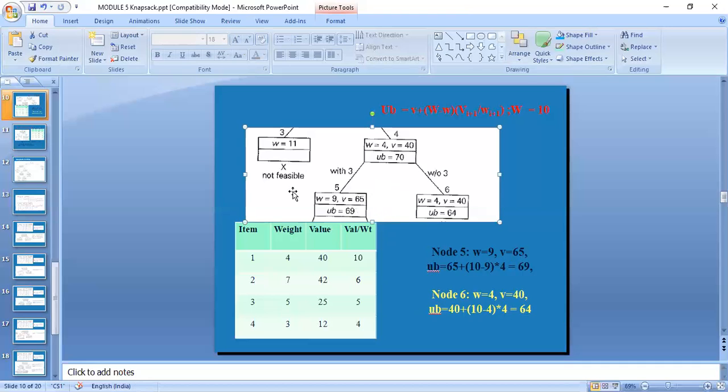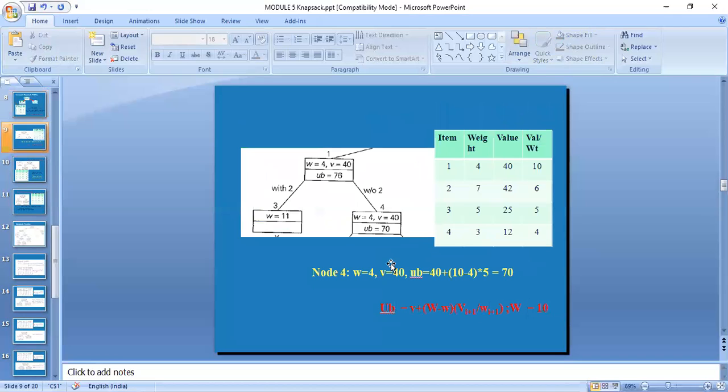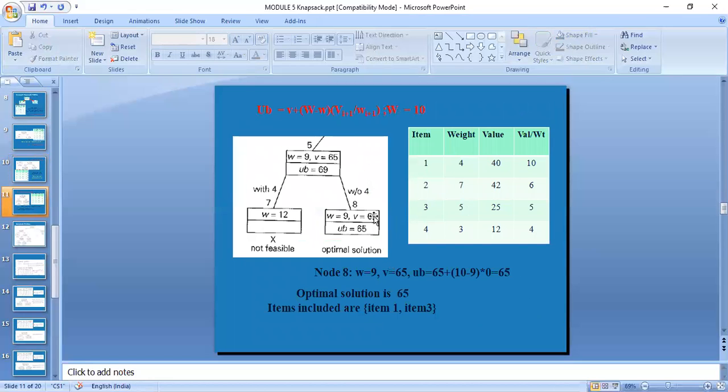So here, node number 5 and 6. Among 5 and 6, which is the most promising? The most promising one is node number 5. Node number 5 has the value 69, so we are moving ahead with 69. Now what will be the next level? Can you just guess it? We have seen with 1, without 1, with item 2, without item 2, with item 3, without item 3. So obviously the next level will be with item 4 and without item 4.